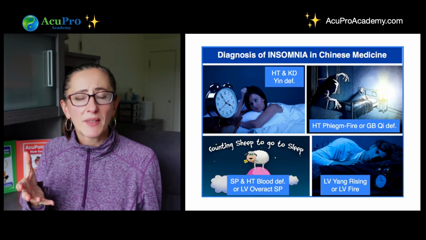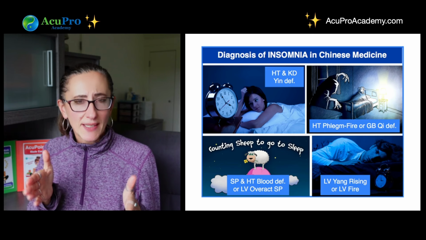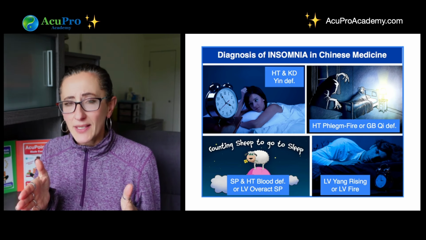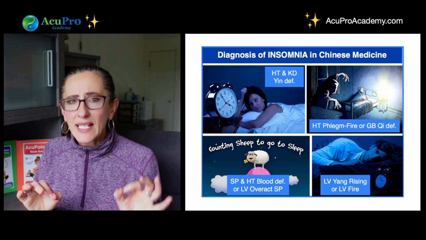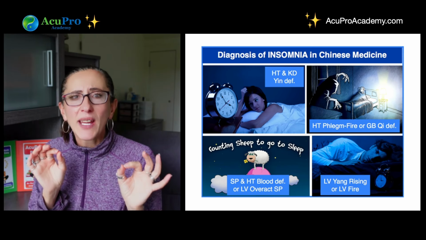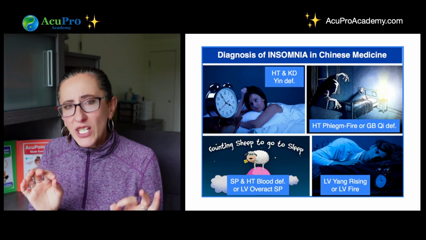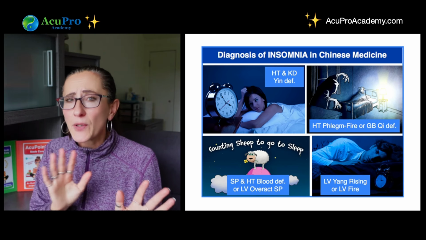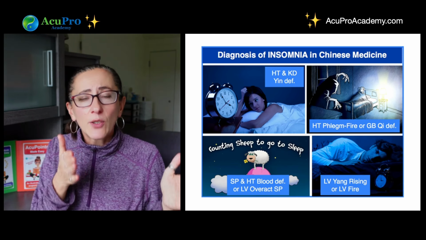And then there are dreams. If we have dream disturbed sleep, it could be a heart yin deficiency. If there are nightmares, it's phlegm fire in the heart. However, if it's the same recurring dream, it's a gallbladder qi deficiency. Very different, right? This is how we differentiate those symptoms.